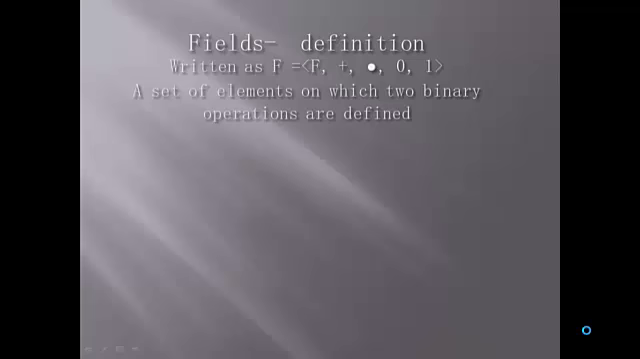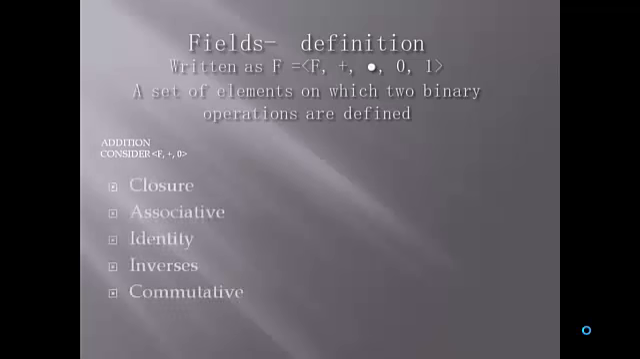So if you don't know, let's take a look at fields as a definition. Similar to rings, it is a set of elements on which two binary operations are defined. We call these operations addition and multiplication. So what kind of properties do these two operations have? Under addition, we see that the elements are closed, associative, have an identity, have inverses, and are commutative.